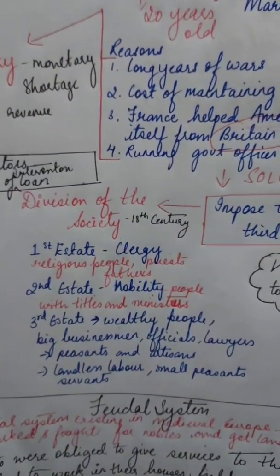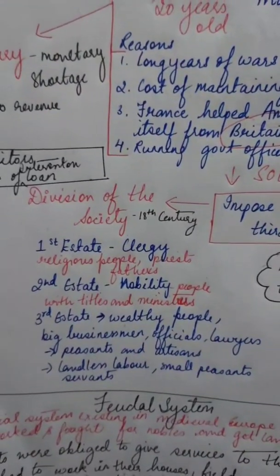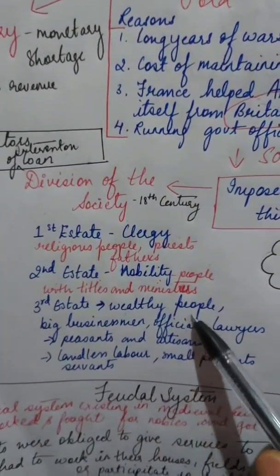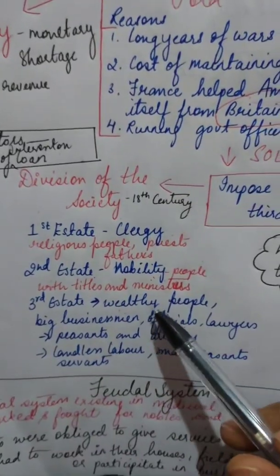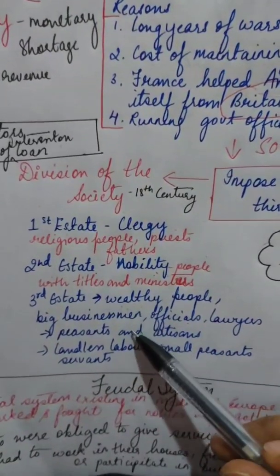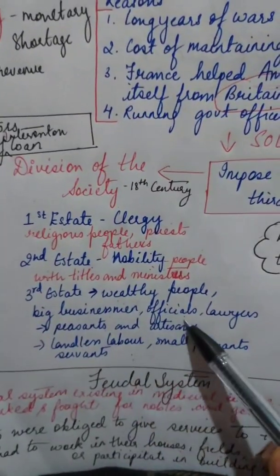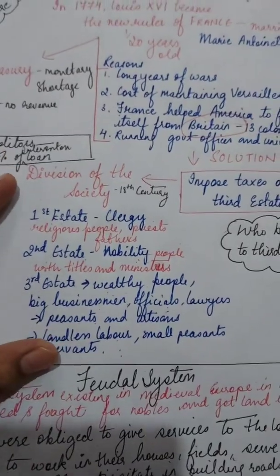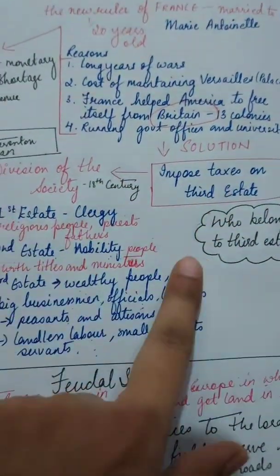They enjoyed certain titles given by the ruler. There were also some ministers included in the second estate, that were nobilities. The third estate included some rich and wealthy people, big businessmen, officials, and also further classifications like peasants, small peasants, artisans, landlords, landless laborers and servants. So the king decided to impose the taxes on the third estate.